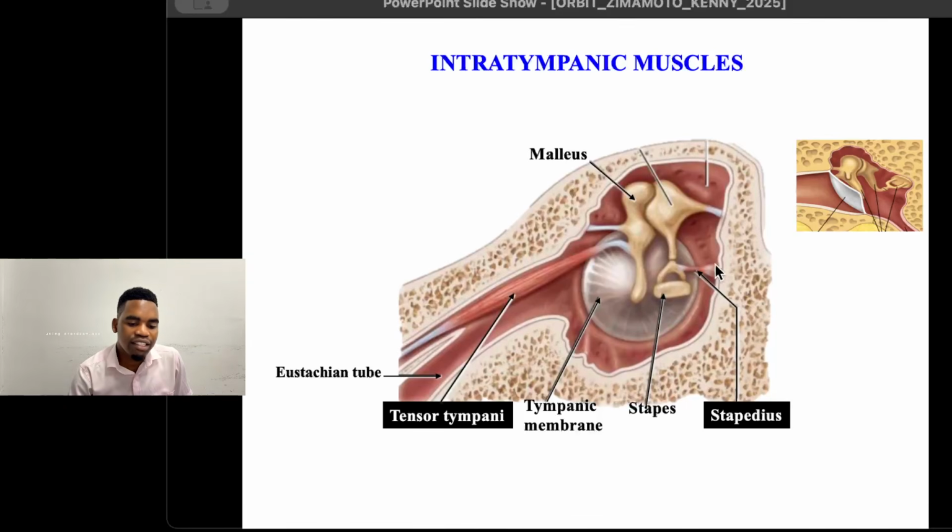And then we have the stapedius muscle. The stapedius is attaching to the stapes. The function of stapedius is to dampen the sound. Now, the tensor tympani is a derivative of the first pharyngeal arch, and so it's supplied by the mandibular branch of the trigeminal nerve, which is V3. And the stapedius muscle is a derivative of the second pharyngeal arch, and so it's being supplied by the facial nerve.